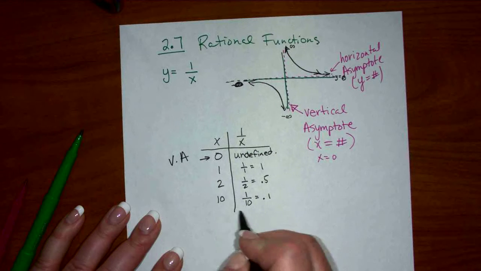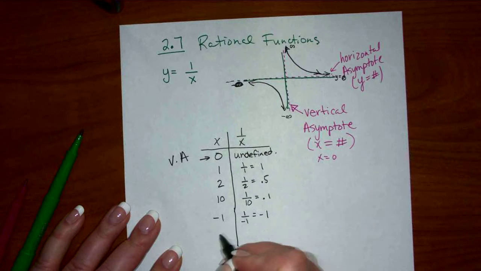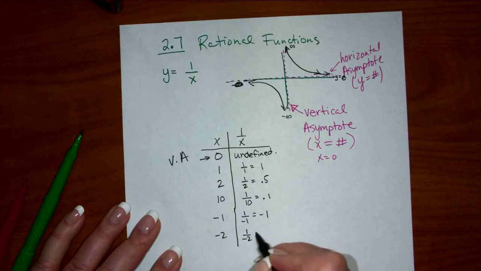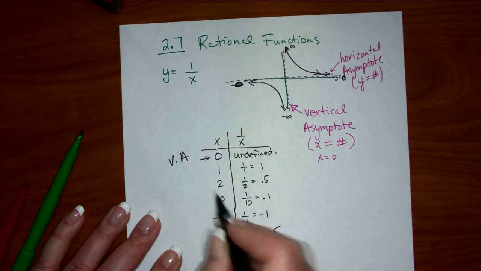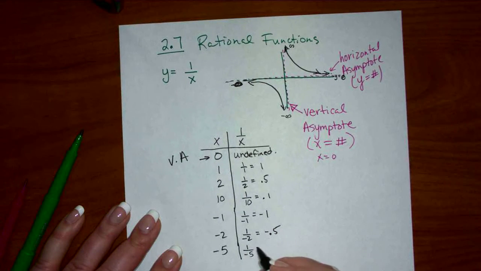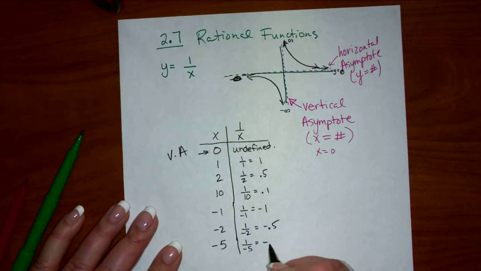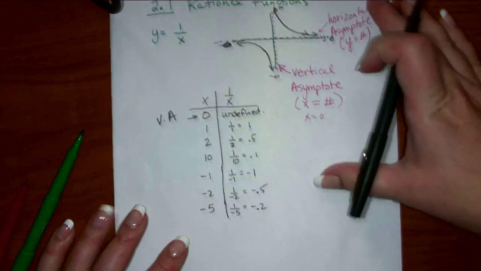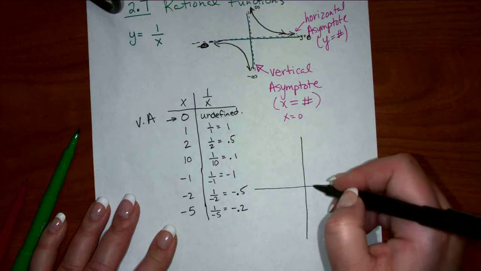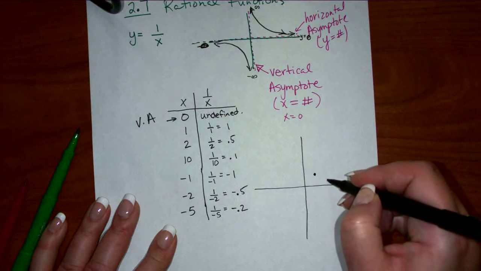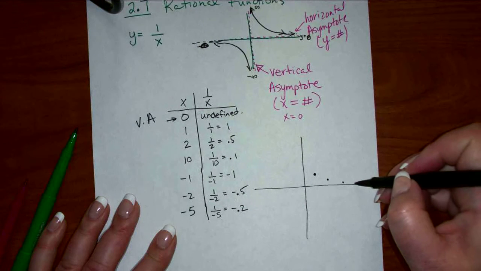What about negative numbers? Negative 1, what do we get? 1 over negative 1. Negative 2. Negative 0.5. Negative 5. I could do 10, but what's 1 over 5 as a decimal, do you know? 0.2. Okay, so if we were to plot these points, 1, 1, 2, 0.5, 10, 0.1. What's going to happen if we went further out here?